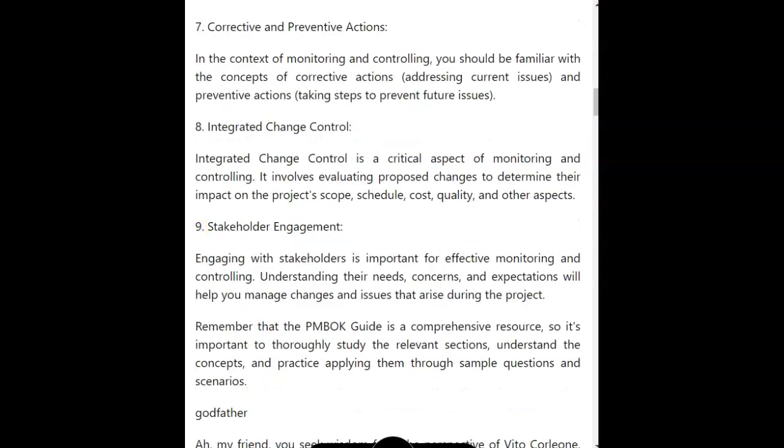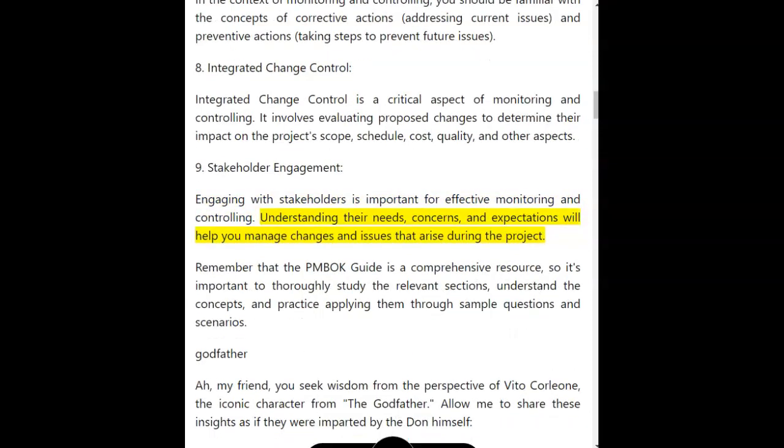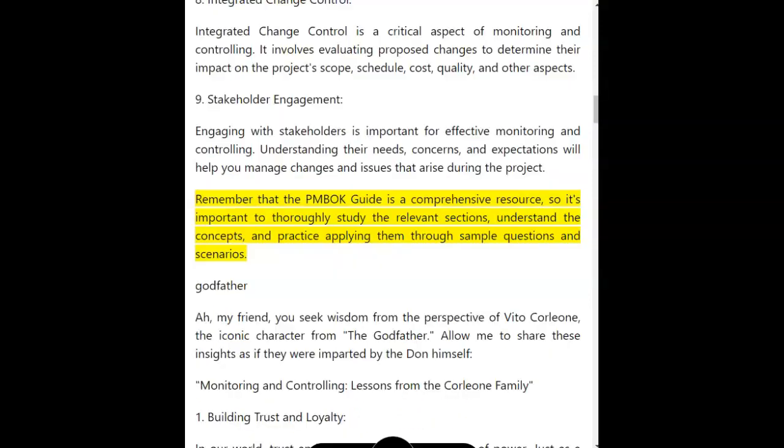9. Stakeholder engagement. Engaging with stakeholders is important for effective monitoring and controlling. Understanding their needs, concerns, and expectations will help you manage changes and issues that arise during the project. Remember that the PMBOK guide is a comprehensive resource, so it's important to thoroughly study the relevant sections, understand the concepts, and practice applying them through sample questions and scenarios.